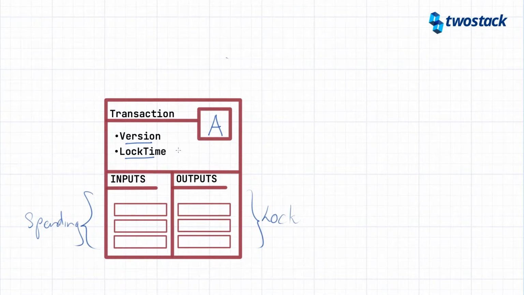The lock time value of a transaction is used to govern the future date at which a transaction will become valid for acceptance into the Bitcoin network. A transaction that has a lock time in the future is like a future dated check which the bank will not accept until after the indicated date on the check.